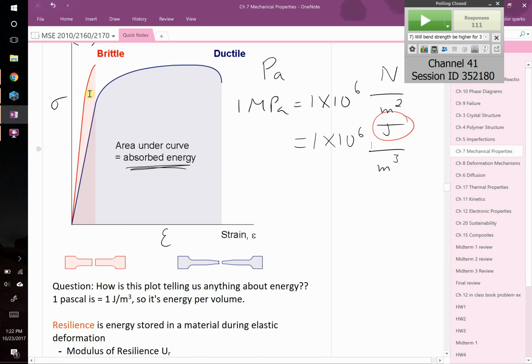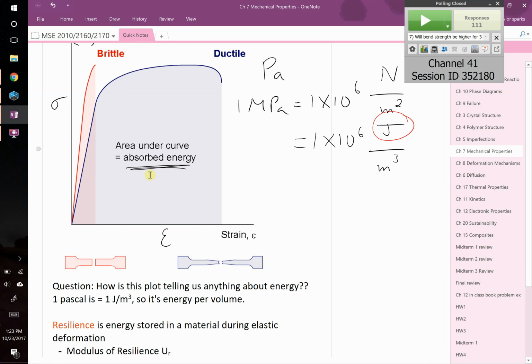Whereas if you have something, well, give me an application. Where do you want an application where it has a huge area absorbed during fracture? Any thoughts? Yeah, Jeff? Car crash, right? Exactly. You want to absorb as much energy as possible for a given amount of strain, basically, right? What else? Anything else?